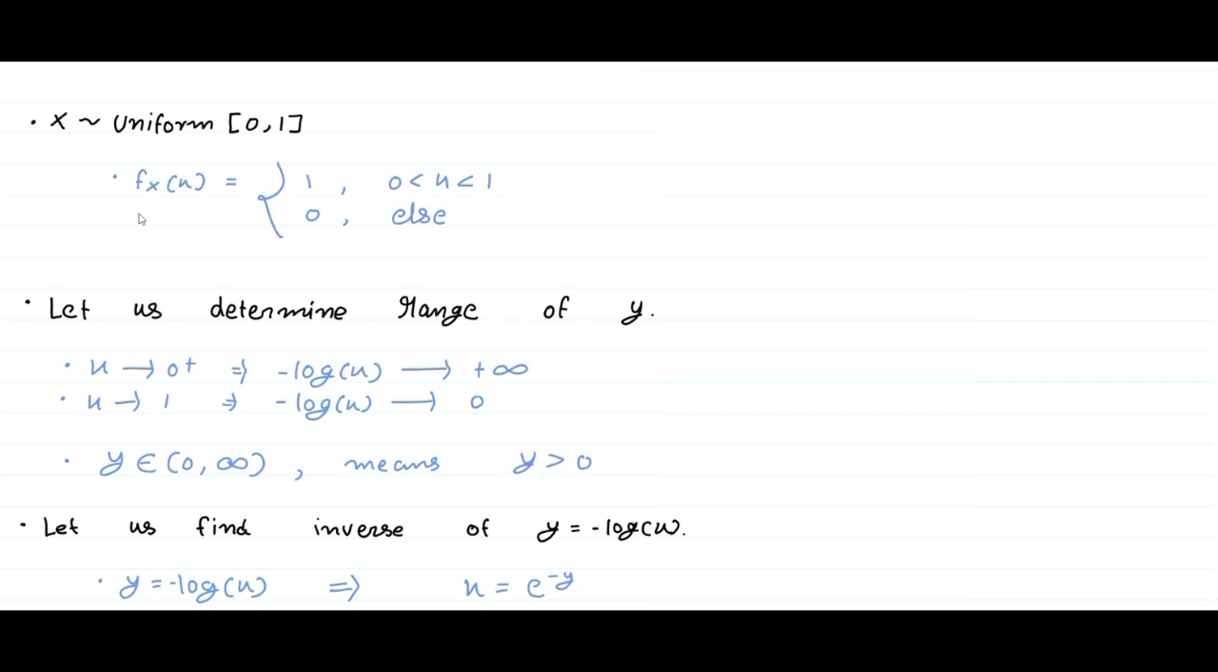The resulting product will be equal to the probability density function of the new function defined under the given random variable. Let us first determine the range of y, because y is a logarithmic function of x, so the range may differ from the range of x. When x tends to 0, y is equal to minus log of 0, which is positive infinity. When x tends to 1, y is equal to minus log of 1, which is 0. Hence the range of y is y greater than 0.